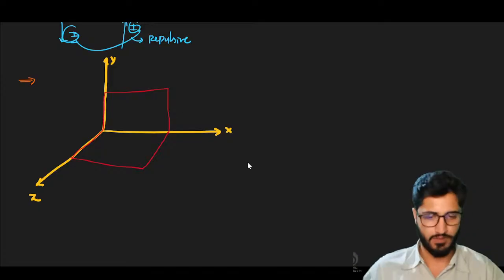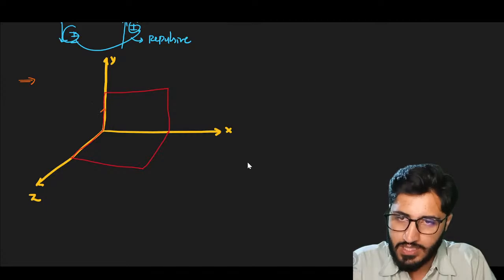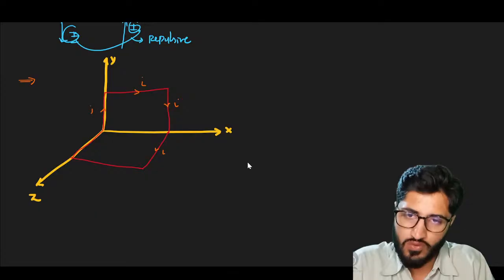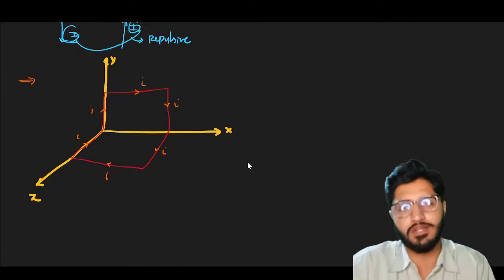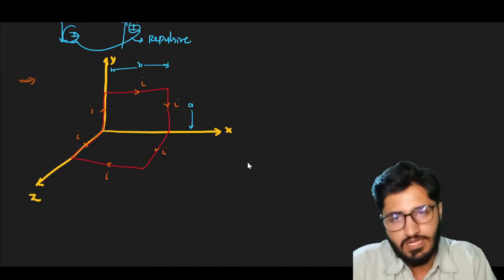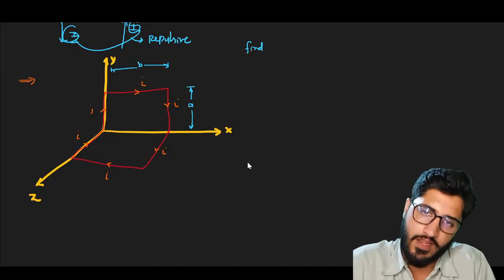Okay, look, current I is flowing through this loop. Just see the direction also. The loop is in this way. Current is going in a clockwise manner. B is the breadth of it, and A is the length of it. The question is: find M net, the net magnetic moment.